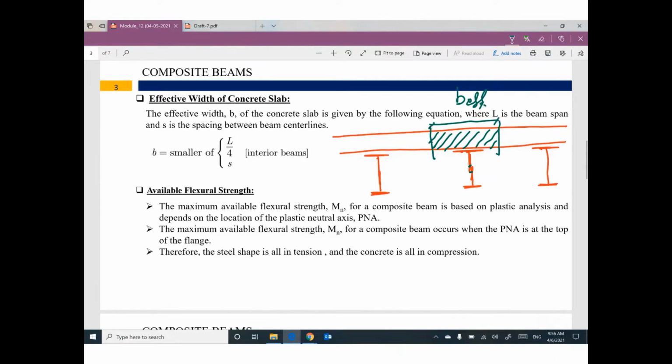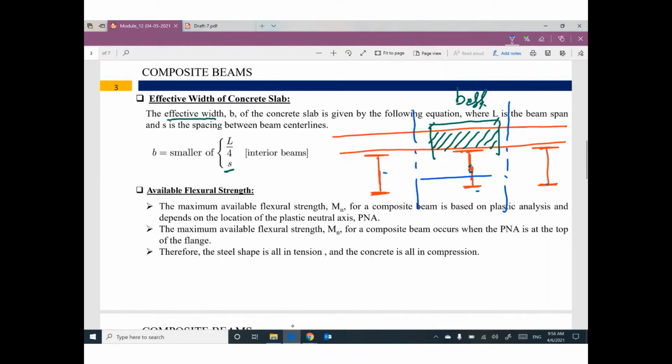Be effective. I think we covered something like this last semester. So we have effective width for each steel beam, which is given by the following equation: the smaller of span divided by 4 or centerline to centerline. I'm sorry. Yeah, this beam and this beam, we have centerline in between.